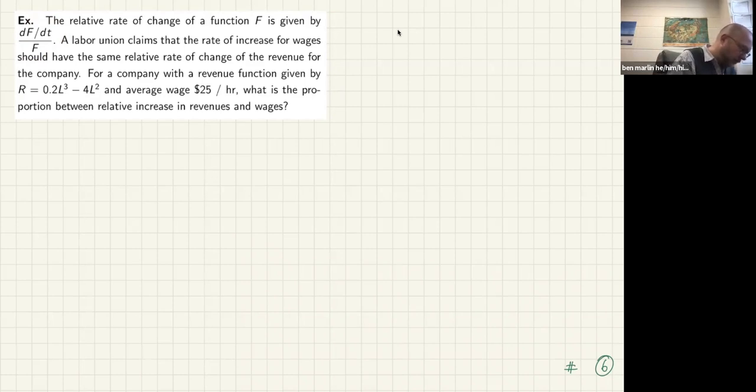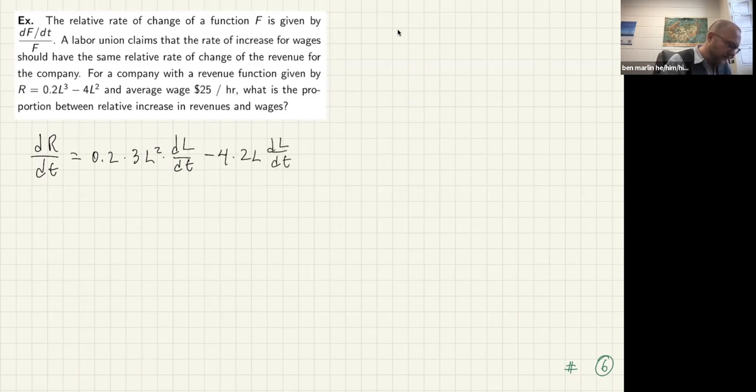So we'll just go ahead and write down dR/dt, and we go to that equation there, and there's a 0.2 times, now the derivative of L cubed is 3L squared, but then we have to write dL/dt. And then minus 4 times 2L dL/dt. So that is going to be 0.6 L squared minus 4.2 L dL/dt.